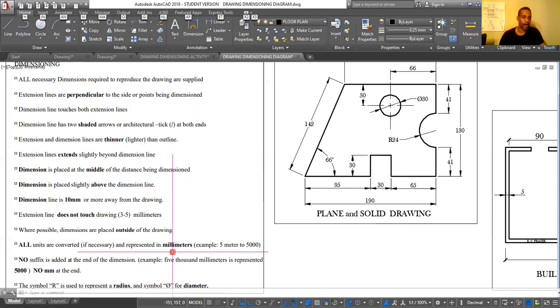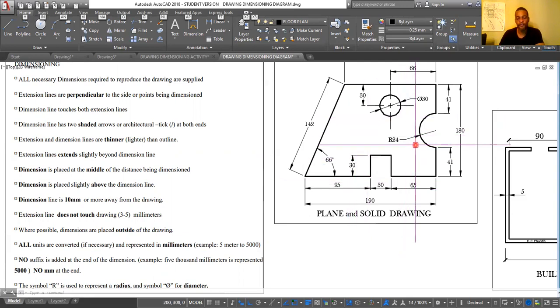Next thing, there should be no suffix at the end of a dimension. Example here, you see we have no millimeters or centimeters at the end. It's assumed that the drawing is already in millimeters, as millimeter is the standard dimension. And it's common practice to make a notation stating that all dimensions are in millimeters. Or in most cases, it is assumed that the units are in millimeters for a drawing. All right.